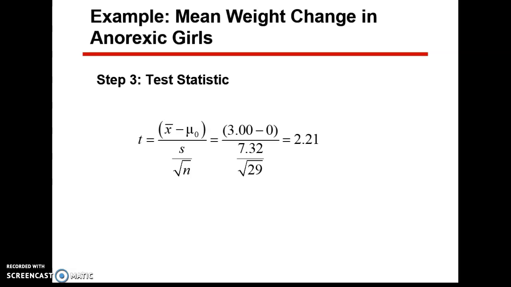So we form our t-statistic by taking the x bar that was observed in the sample minus what we think is mu sub naught, which is 0, divided by the sample standard deviation, which is 7.32, which itself is divided by the square root of n. So the bottom part is the standard error, the top part is the change between the observed value and what we suppose it to be, and we get 2.21.